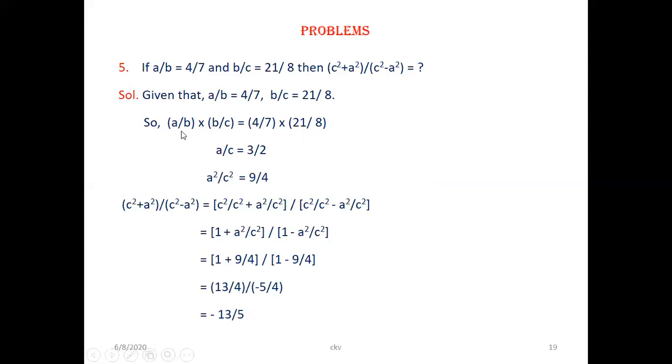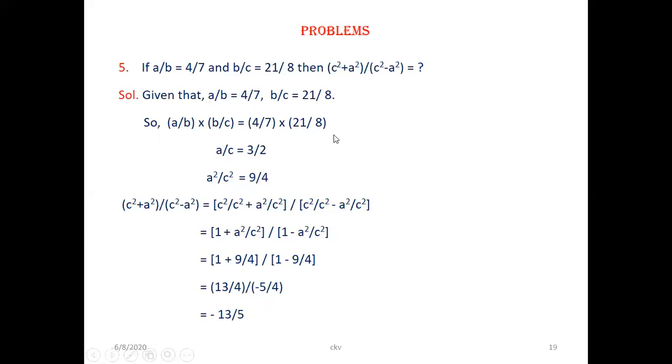Whatever I did here, in place of a by b I wrote 4 by 7, and in place of b by c I wrote 21 by 8. So now after cancelling b, on the left-hand side you have a by c, and here you can cancel 4 by 7 into 21 by 8. 7 goes in 21 3 times and 4 goes in 8 2 times. So it becomes 3 by 2.